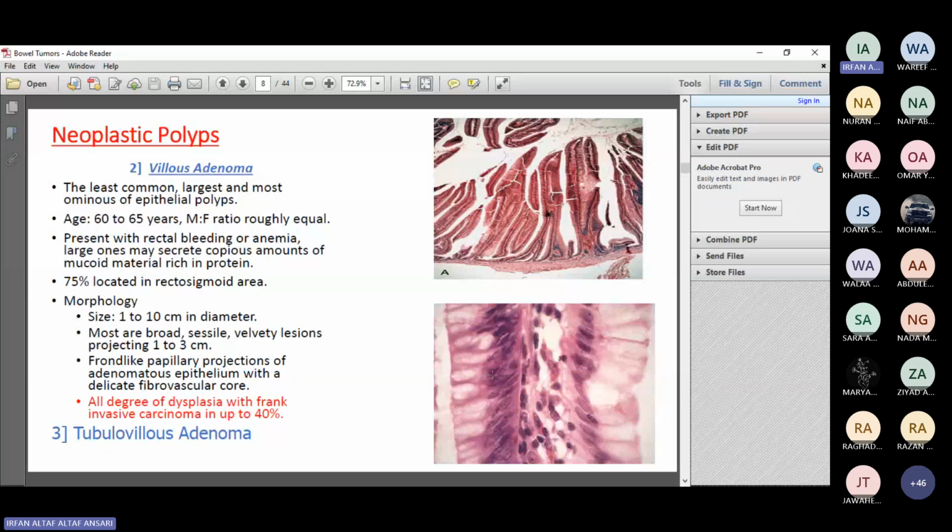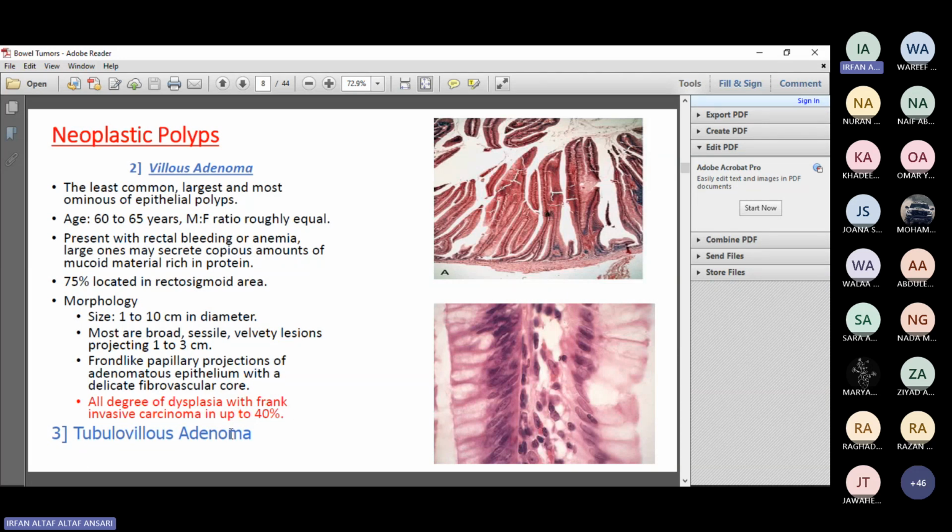As I told, they are larger in size. They can grow up to 10 centimeters. They are broad, most of the time sessile, and velvety because of multiple villi on the surface. On microscopy, you see aggregates of villous architecture or hyperplasia of the villi with dysplastic cells. You have all degrees of dysplasia, and when you see a villous adenoma, you have to carefully look for invasion, because invasion can be seen in up to 40% of cases.